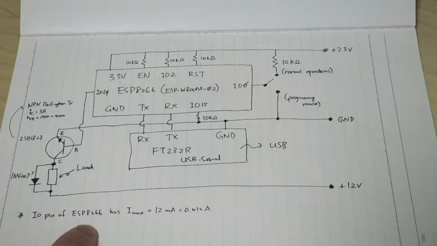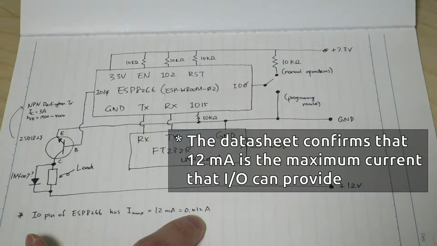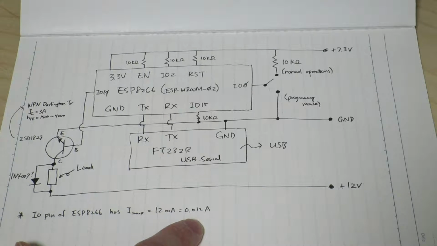By the way, the I/O pin of the ESP8266 apparently only supports up to about 12 milliamps, or at least that's the information I found online. That's about 0.012 amps, which is nowhere near enough to power anything remotely like a motor, which would probably pull more than 12 milliamps. So just to be on the safe side, I used a Darlington transistor.